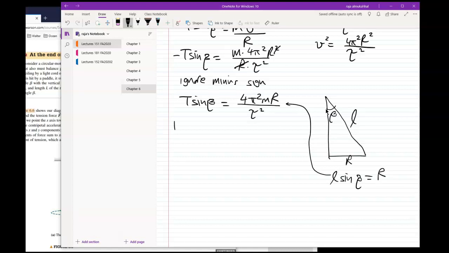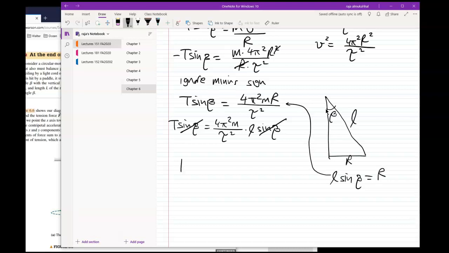In other words, I can take this and plug it right in there for the R. So in this case, it's going to be T sine beta equals 4 pi squared m over tau squared times L sine beta. Why did I do that? Because I don't want the sine beta. See, that's just gone, and so that will cancel out. It's just a little trick. It doesn't work all the time. It just happened to work this time. But it's kind of an interesting one.